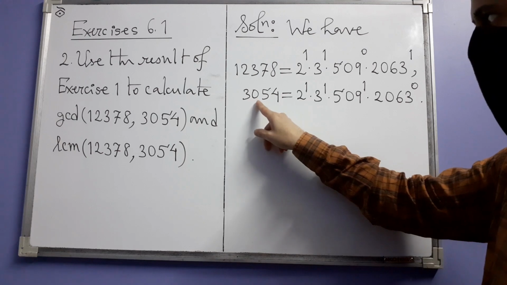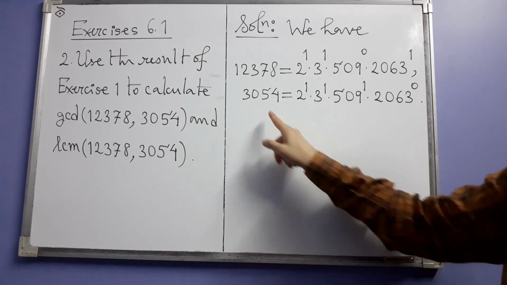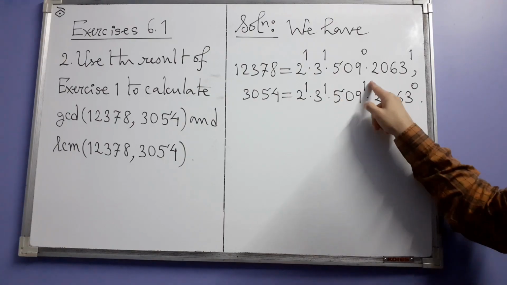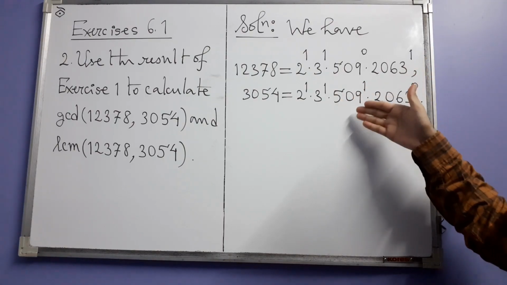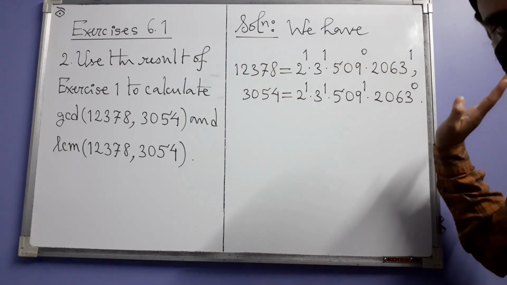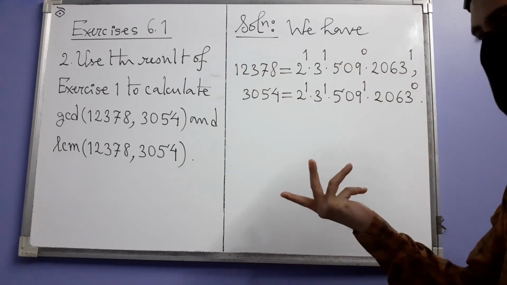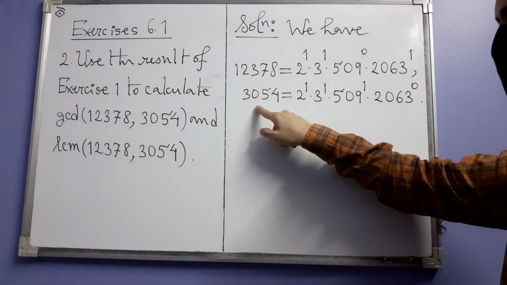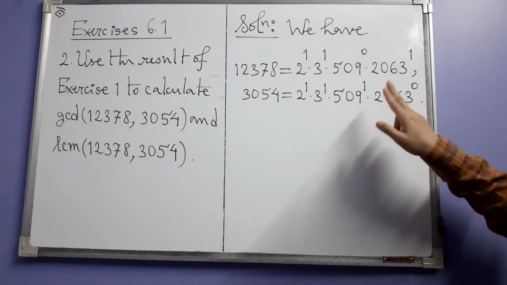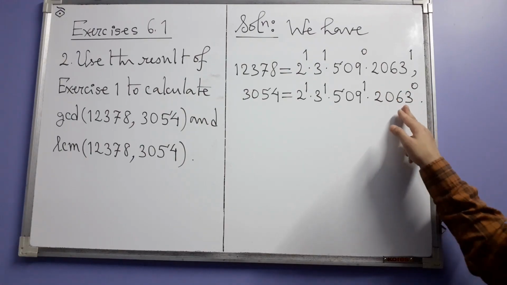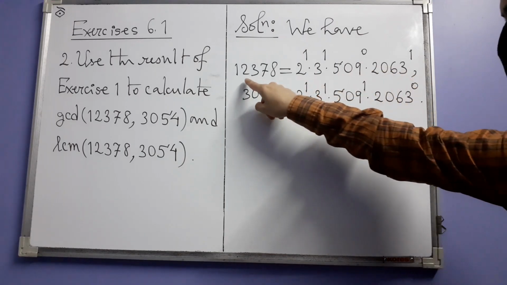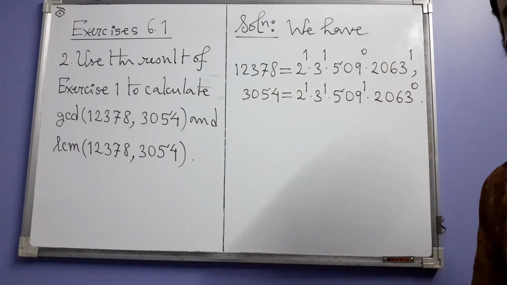Similarly, the prime factorization of 3054 is 2 to the power 1 times 3 to the power 1 times 509 to the power 1. So now you see the reason for including 509 here. There are of course other primes. For example, 17 is a prime which actually does not divide this or this. So there is no need to include that. Times 2063 to the power 0. This prime, although it divides this, it does not divide this.